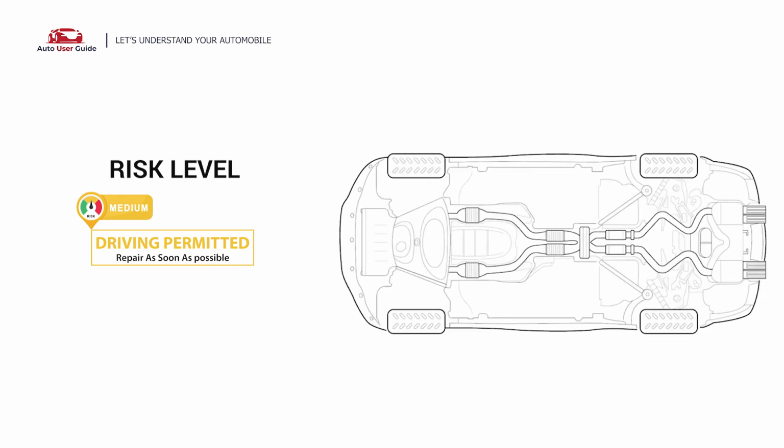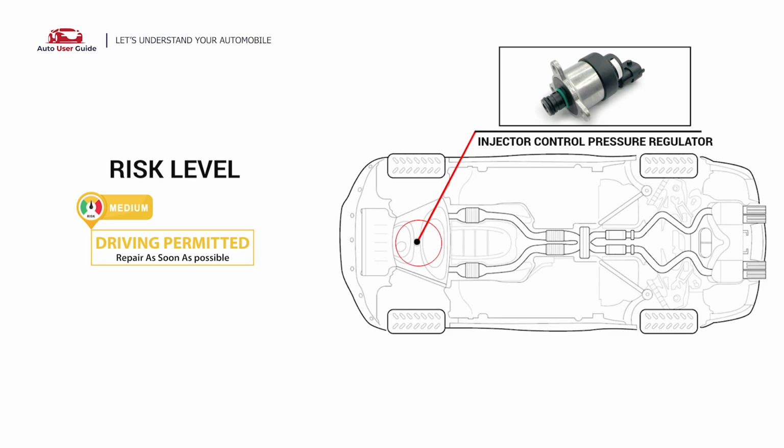The P2624 engine code indicates the powertrain control module, PCM, has detected a variation in the voltage coming from the ICP regulator circuit that falls below the normal expected limits. Under this circumstance, short distance driving is permitted, but your vehicle should be repaired as soon as possible.